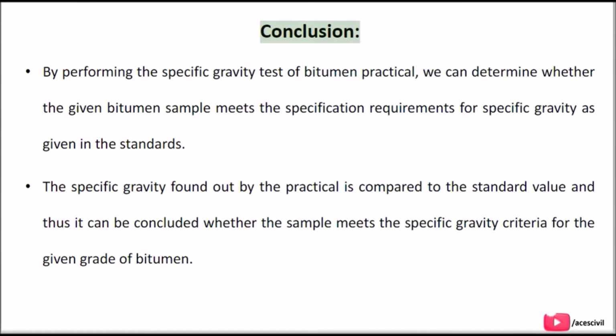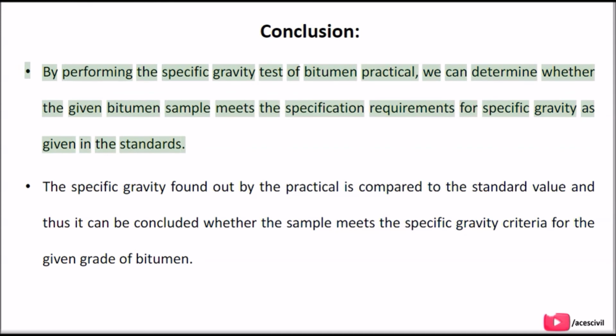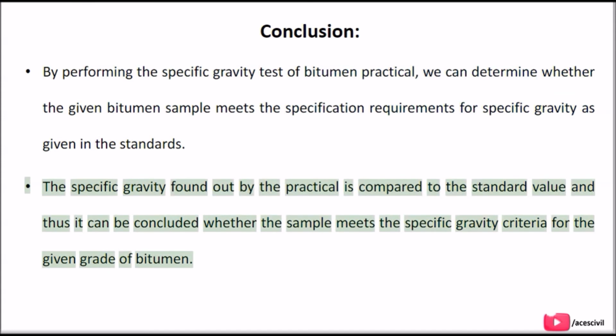Conclusion. By performing the specific gravity test of bitumen practical, we can determine whether the given bitumen sample meets the specification requirements for specific gravity as given in the standards. The specific gravity found out by the practical is compared to the standard value, and thus it can be concluded whether the sample meets the specific gravity criteria for the given grade of bitumen.